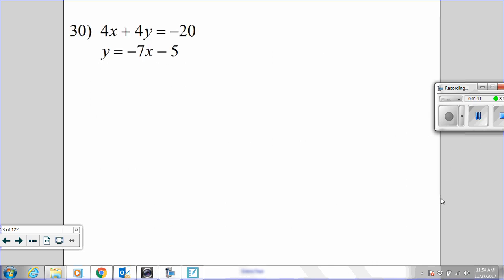Now, in this example, we have two equations, and one is already in slope-intercept form, but one is not. It's in standard form. So what I'm going to do is solve for y, and then follow the steps from there. I'm going to take the 4x plus 4y equal to negative 20 and solve for y. The first thing I'm going to do is subtract the 4x on both sides. Be careful not to subtract the 4x from the 20. They're not like terms, so you can't put those two together.